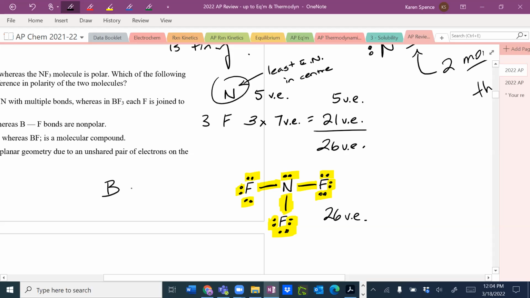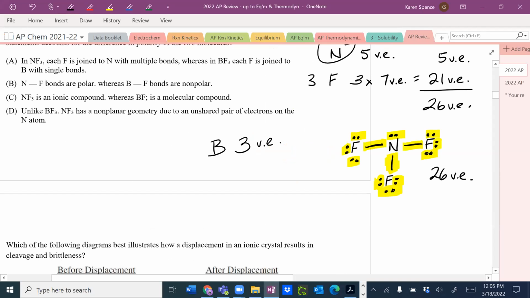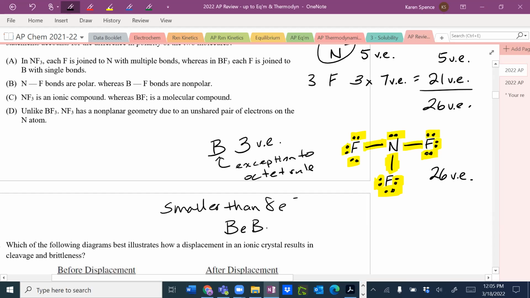has only 3 valence electrons. It's in group 13. And if you remember, boron does not need an octet. It is an exception to the octet rule. And remember, the ones that need smaller than 8 electrons, that's going to be beryllium, boron, and aluminum.